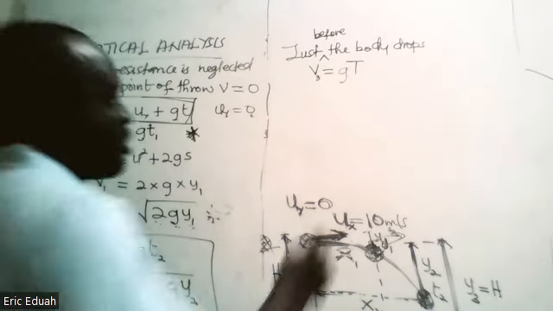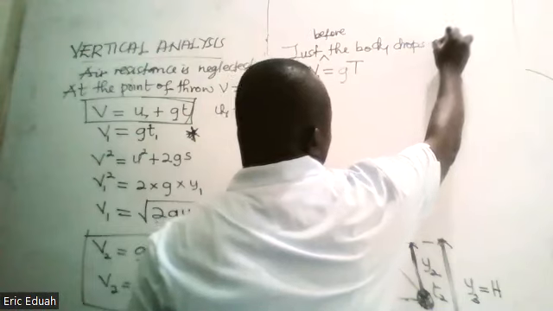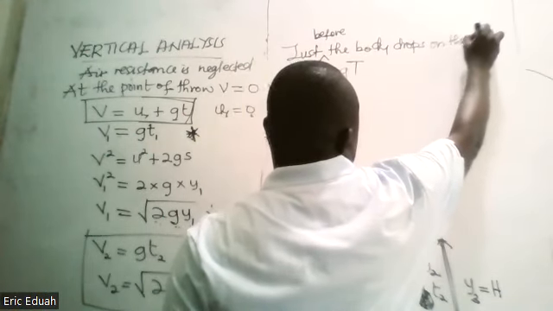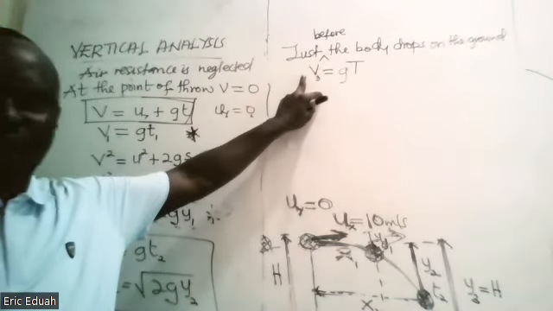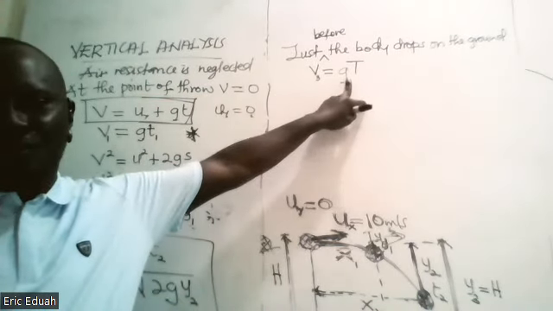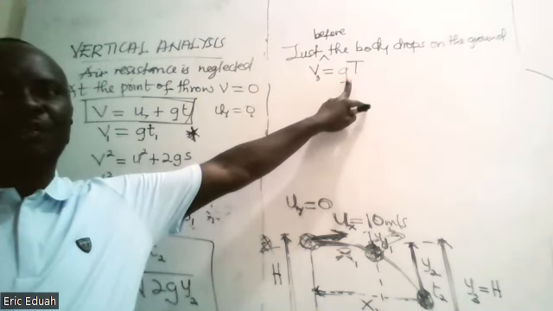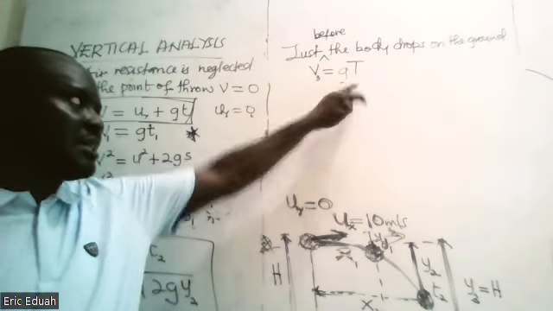Okay, so just before the body drops on the floor or the ground, its velocity will be equal to gravity times the time of flight. And don't forget, the time of flight is the total time taken.